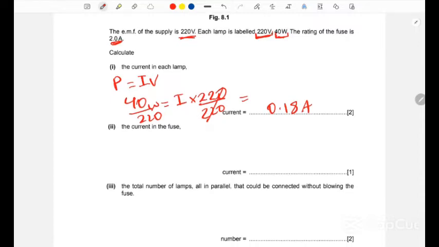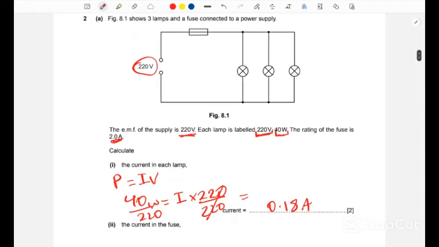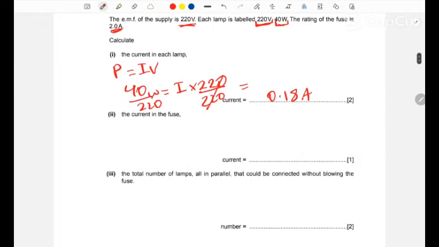To find the current in the fuse, when we go back to the diagram, we can see that the lamps are in parallel, so the current is shared, but once the current has passed through, all the current from the three lamps comes back into the fuse. So the current in the fuse is the sum of all the current in the three lamps. Since they are identical lamps, we can do 0.18 times 3, which would give us 0.54 amps. That's going to be our answer.